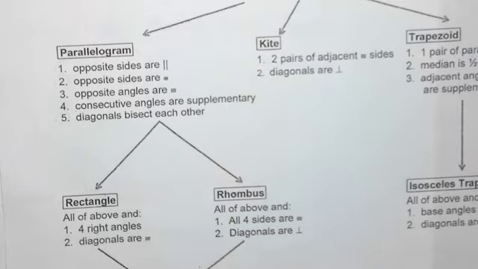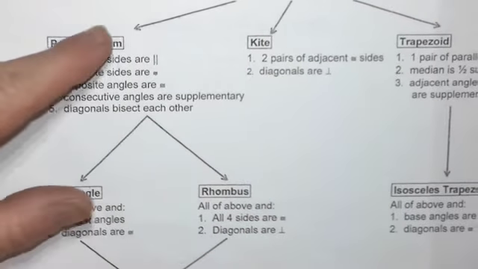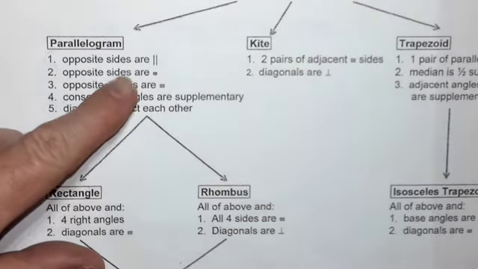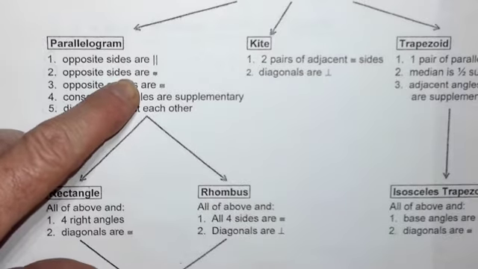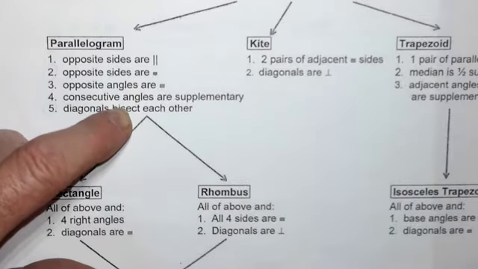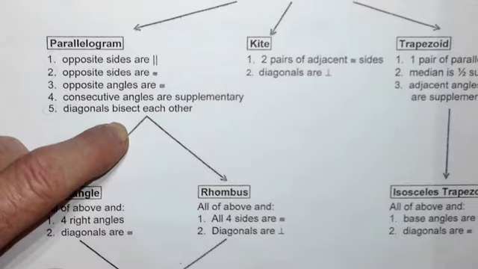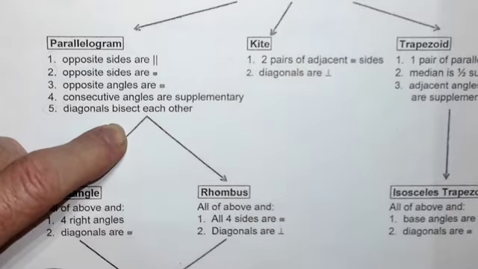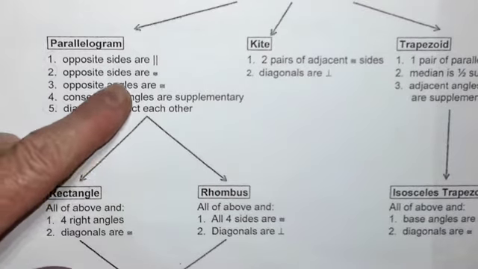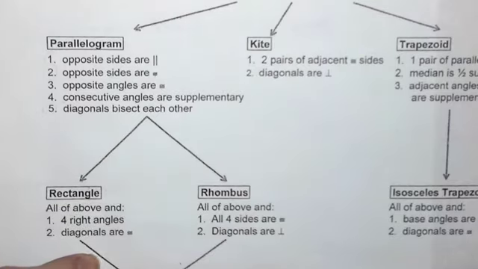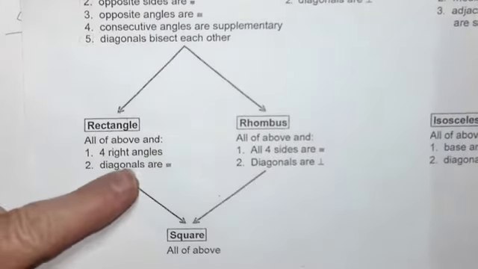Parallelogram, all of these things are true. Opposite sides are parallel and congruent. Opposite angles are congruent. Consecutive angles are supplementary. Diagonals bisect each other. Okay, so that information is true for all of these down below there. It's true for a rectangle, true for a rhombus, and it's true for a square.